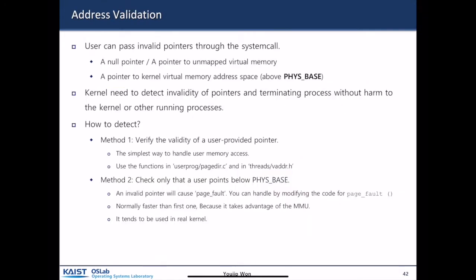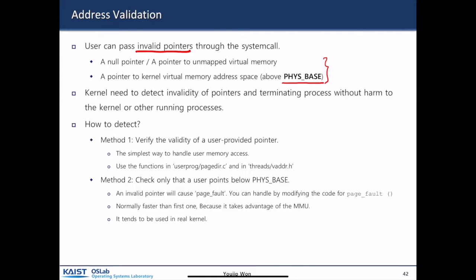The user can pass invalid pointers through the system call. It can pass a null pointer or a pointer to unmapped virtual memory, or it can pass a pointer that points to the kernel's virtual address space, which is above PHYS_BASE. In both cases, the operating system has to kill the program. So when a user calls a system call, the kernel needs to detect the invalidity of pointers and terminate the process without harm to the kernel or the other running processes.